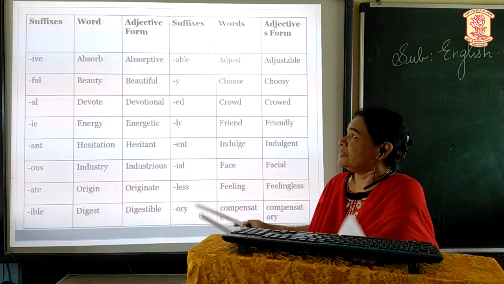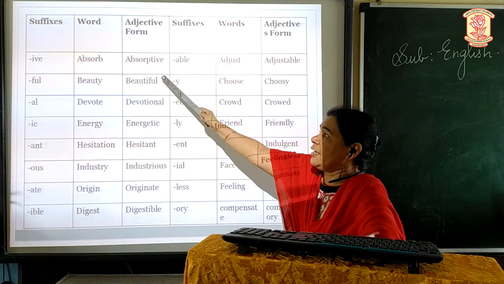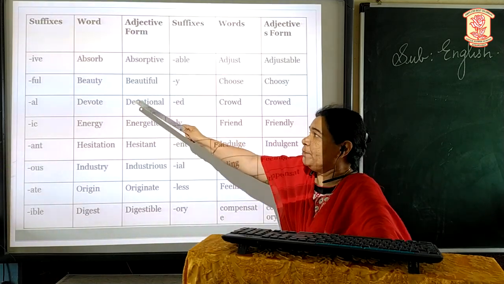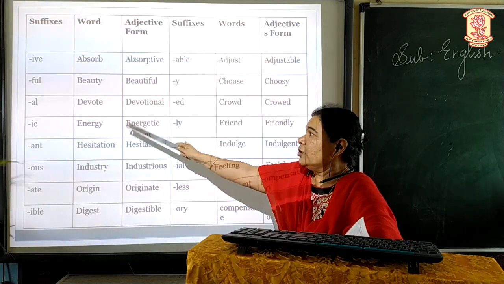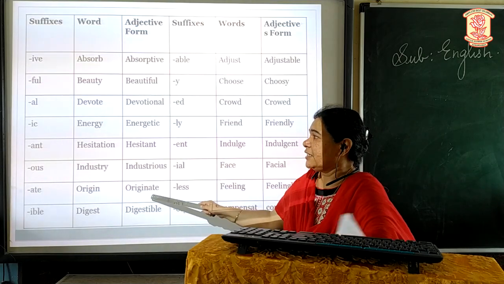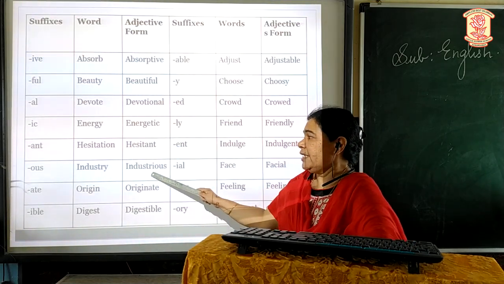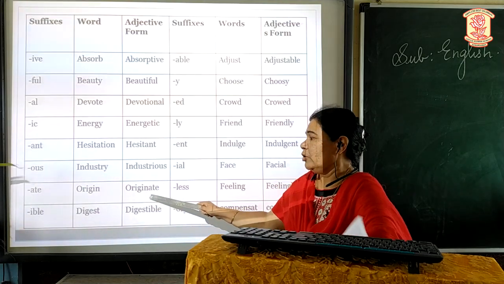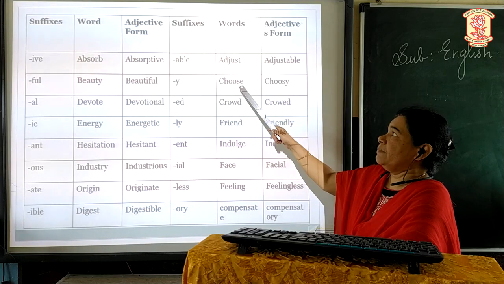See these examples. Absorb is the word. If you add IVE, it becomes absorptive. Then beauty. If you add FUL, beautiful. Devote, devotional. Energy, energetic. All these are adjective forms. Hesitation, hesitant. Industry, industrious. Origin, original. Digest, digestible. Some more examples here.